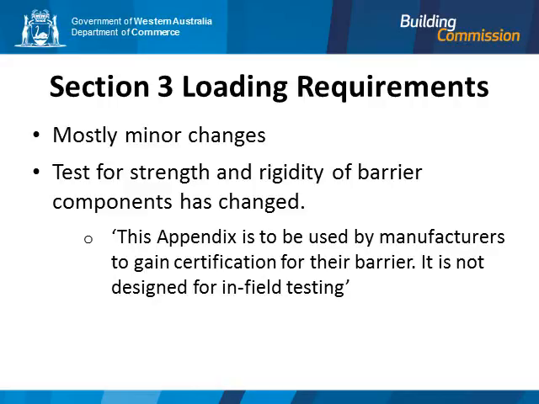Section 3 covers the loading and testing requirements for the barrier. Additional tests have been added for gates, which came from the now defunct Australian Standard 2820. The tests are primarily manufacturer type tests, and it is not recommended that pool inspectors use these tests out in the field. The test for the strength and rigidity of openings has changed from the 1993 standard, which is the cone type object that gets pulled through an opening in the barrier. The standard now details that the appendix is to be used by manufacturers to gain certification for their barrier. It is not designed for in-field testing.